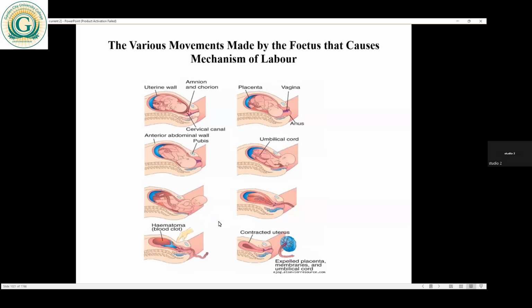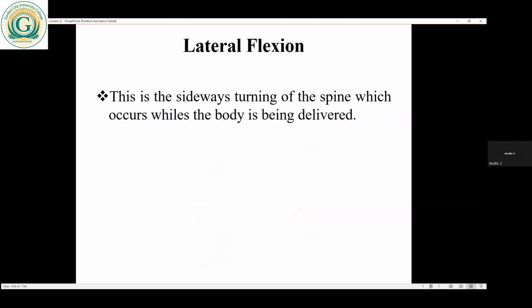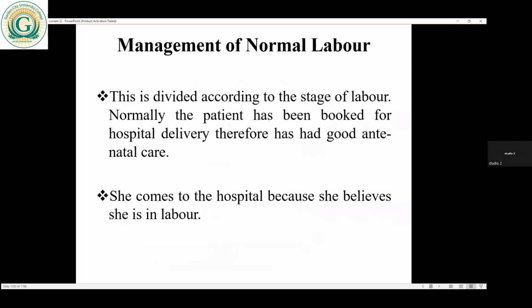And I hope you read about it. Everything is in the information I gave some of you. When you read, you know what we are talking about. So how do you manage this labor?